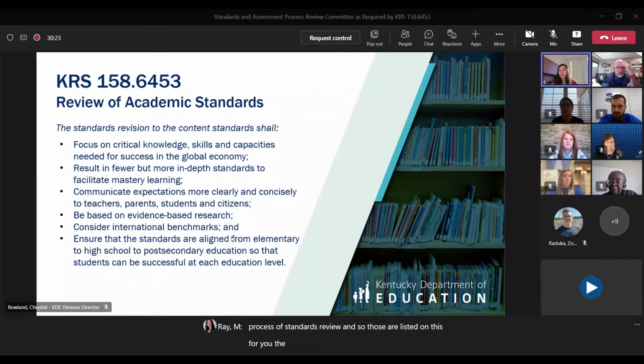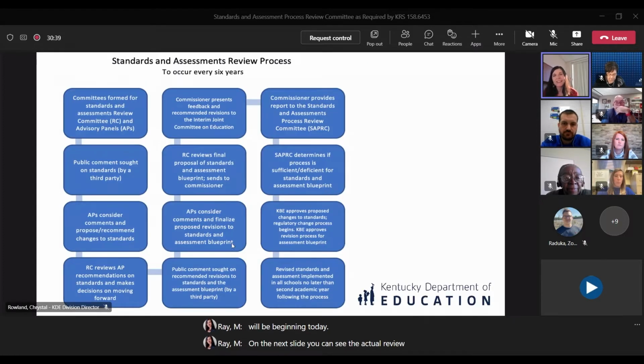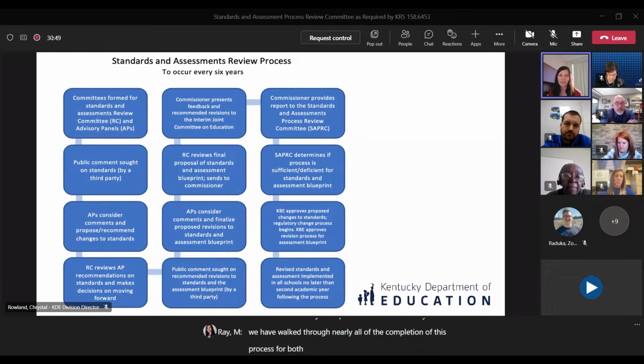The law does require that this process commence every 6 years, beginning in 2017. And so we are to the point of the rotation with science, and that's where we will be beginning today. On the next slide, you can see the actual review process, and this was in line with your report that we shared with you. So we have walked through nearly all of the completion of this process for both science and social studies to this point.